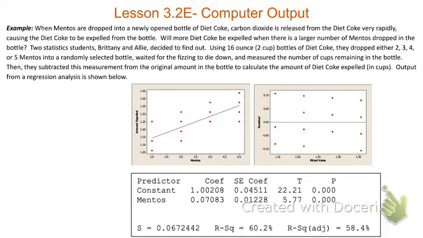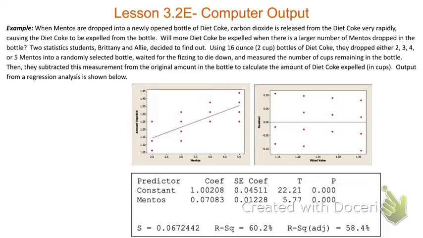So let's read our example here. When Mentos are dropped into a newly opened bottle of Diet Coke, carbon dioxide is released from the Diet Coke very rapidly, causing the Diet Coke to be expelled from the bottle. Looks like a fountain, if you've not seen it. Will more Diet Coke be expelled when there is a larger number of Mentos dropped into the bottle? Well, two statistics students wanted to know. They used 16 ounce, or 2 cups, bottles of Diet Coke.